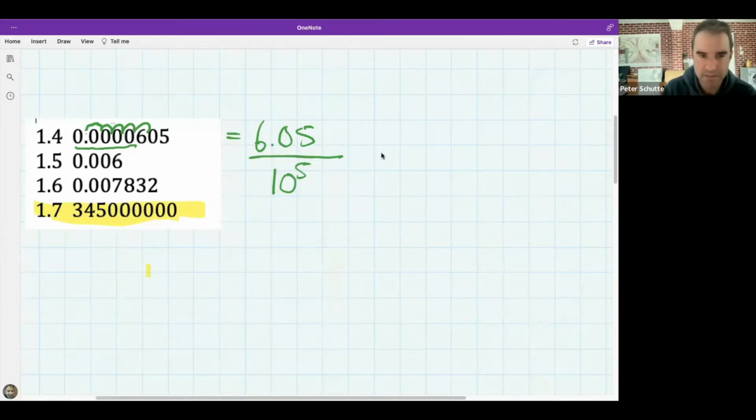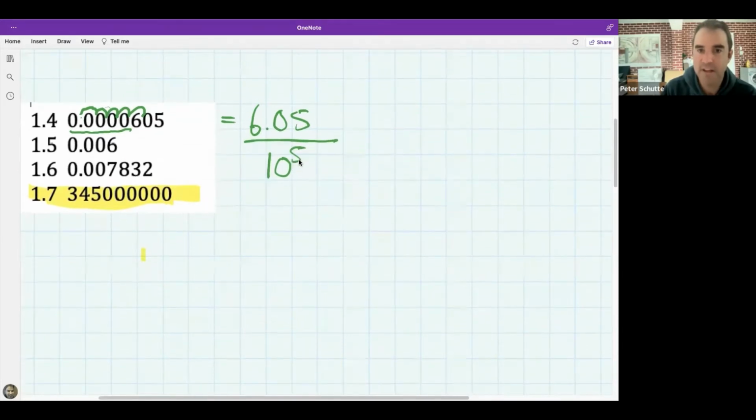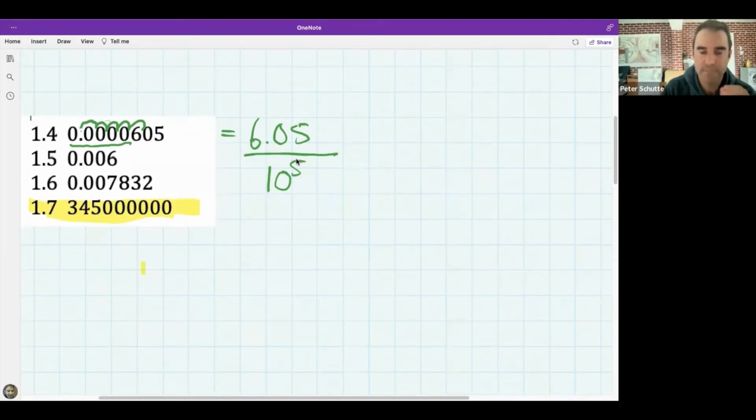Now, just take a moment to think about that. 10 to the power of 5 is the number 100,000, but all I did to get my 5 was count how many jumps I did. Okay, so that's step one. I'm not timesing by 10 to the 5 anymore. I'm now dividing because it's a very small number. However, this doesn't look very nice.